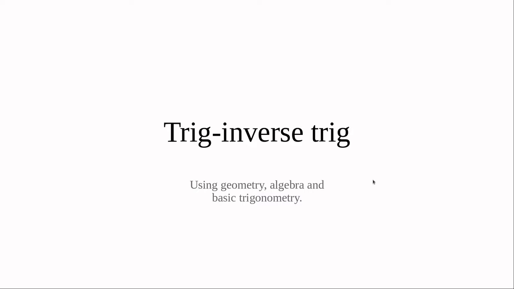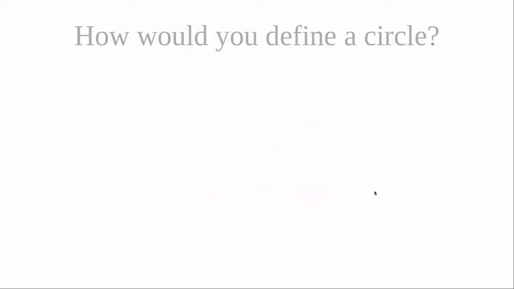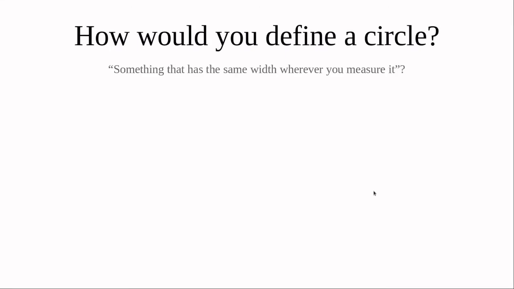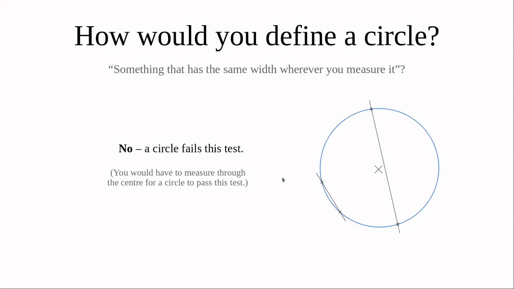Okay, let's get started. So then, how do you define a circle? Perhaps you might say it's something that has the same width wherever you measure it. That's not the case. A circle would fail this test, and as you can see in this diagram, you can measure it between these 2 points and get a wildly different number to these 2 points. If you measured the distance through the centre, then a circle would pass this test.